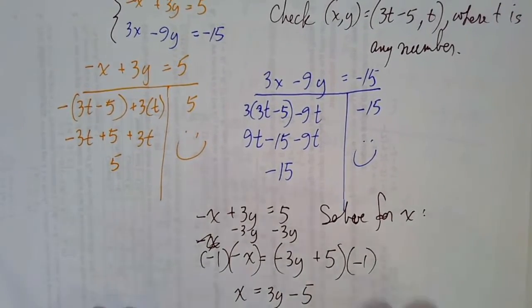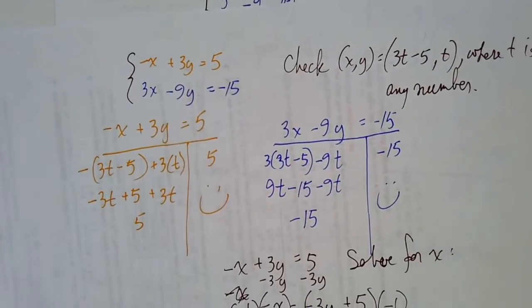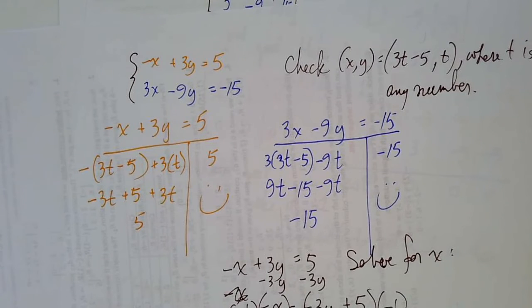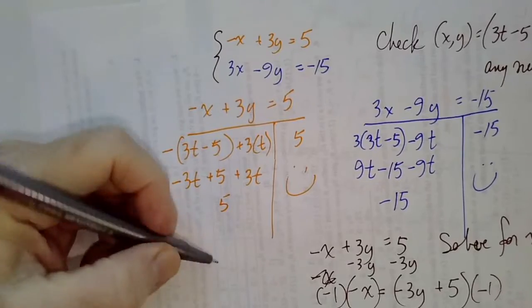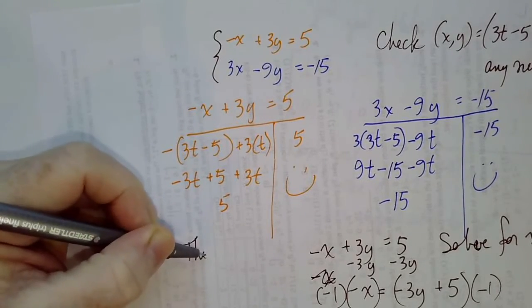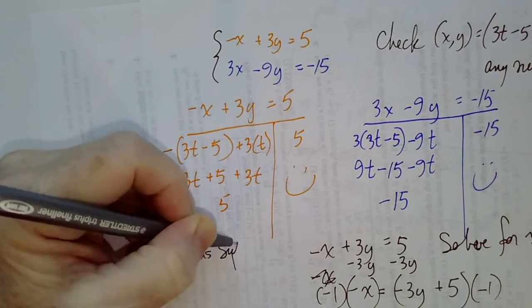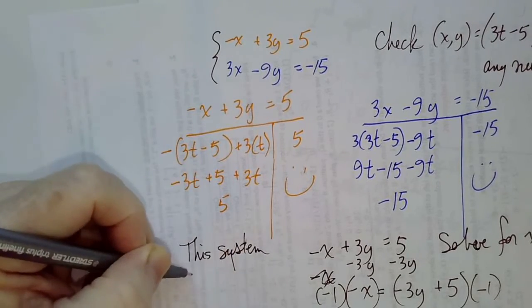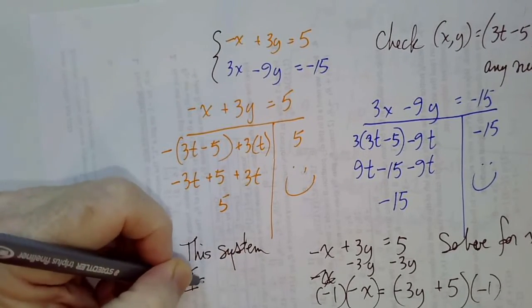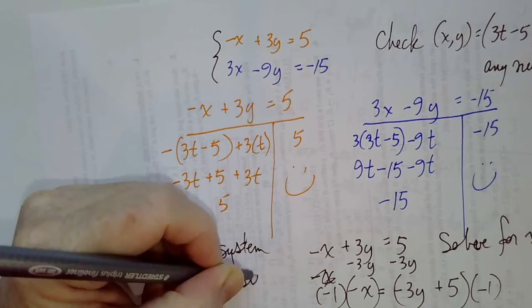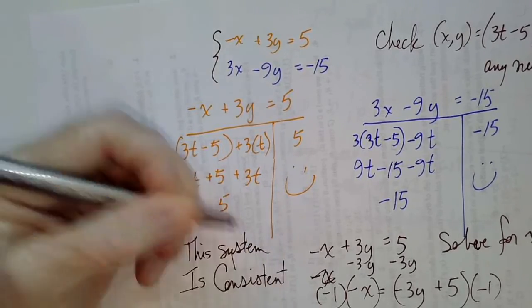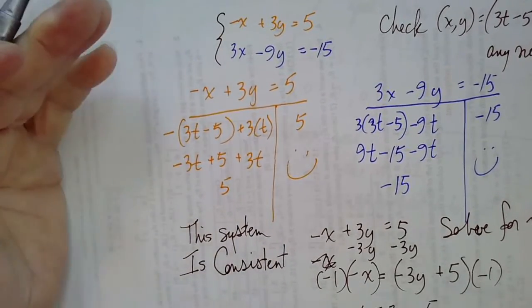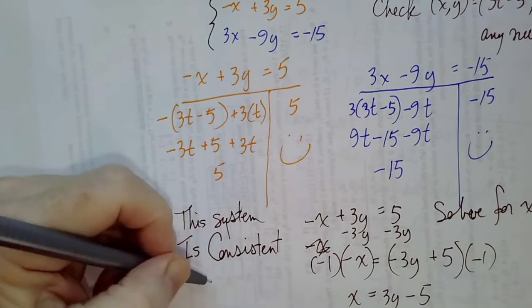So what this means is our original system had one line. Both equations were the same line. That means that this system has a solution, so it's consistent, but it doesn't have one solution, it has infinitely many, so it is dependent.